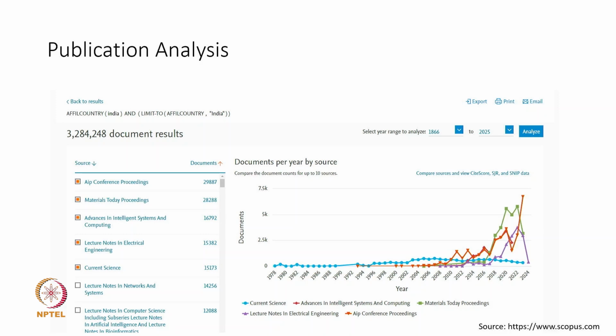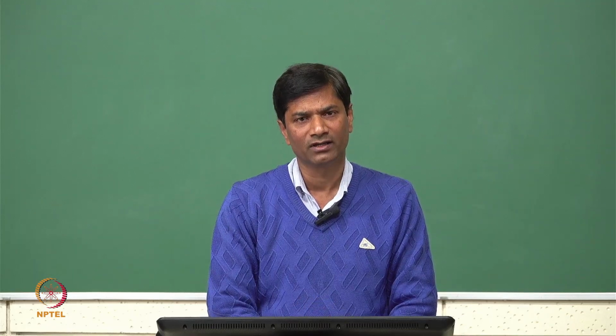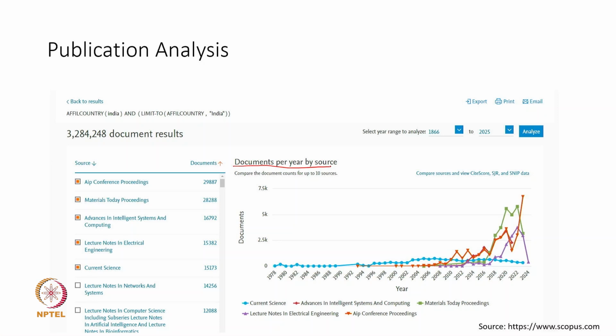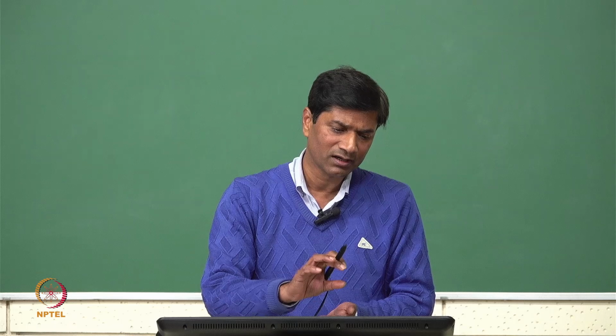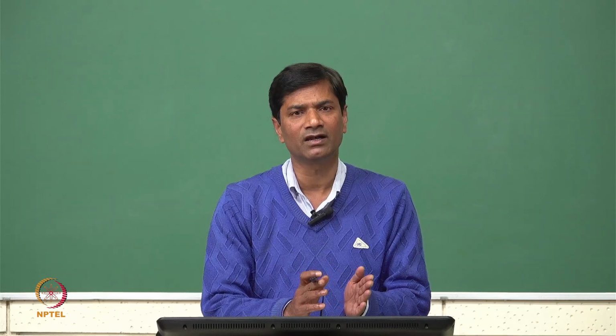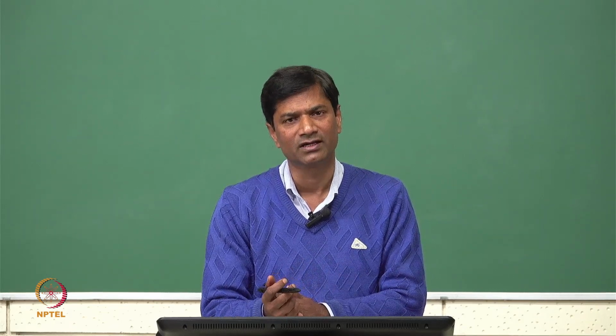If you want to see the growth of documents year by year, documents per year by source, then we come to know there is AIP Conference Proceedings which contributes the maximum number of documents, approximately 30,000 over the range of time. Hence, using bibliometrics we are analyzing the different types of documents produced by a country year by year.